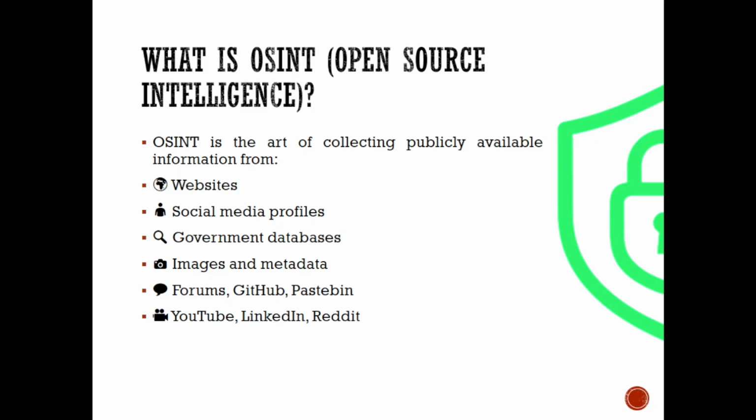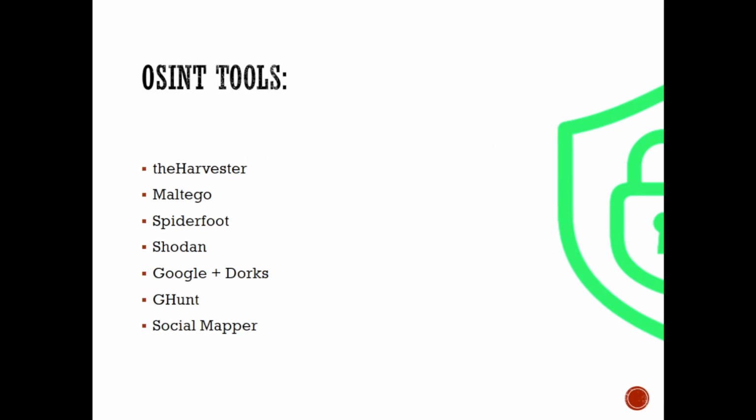OSINT tools, and their purpose. theHarvester, email and domain harvesting. Maltego, visual link analysis of people and orgs. SpiderFoot, automated OSINT framework. Shodan, search devices connected to the internet. Google Dorks, search for indexed secrets. Epieos, Google account intelligence. Social mapper, facial recognition from public profiles.